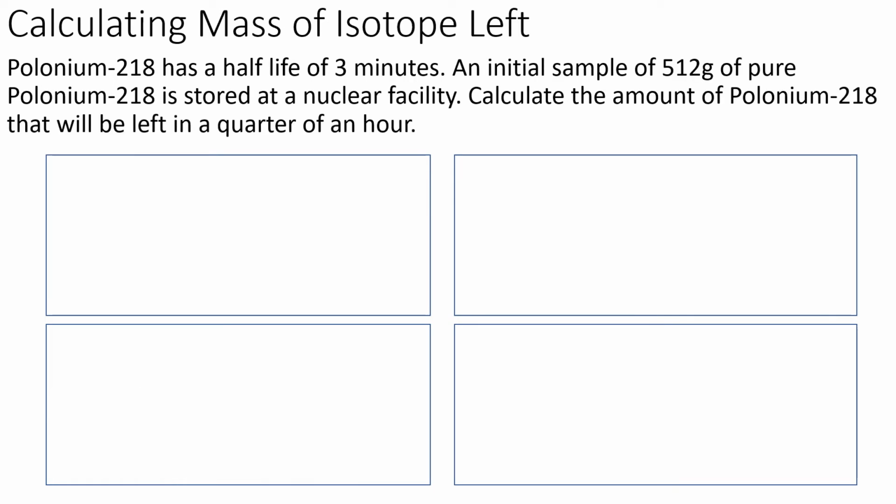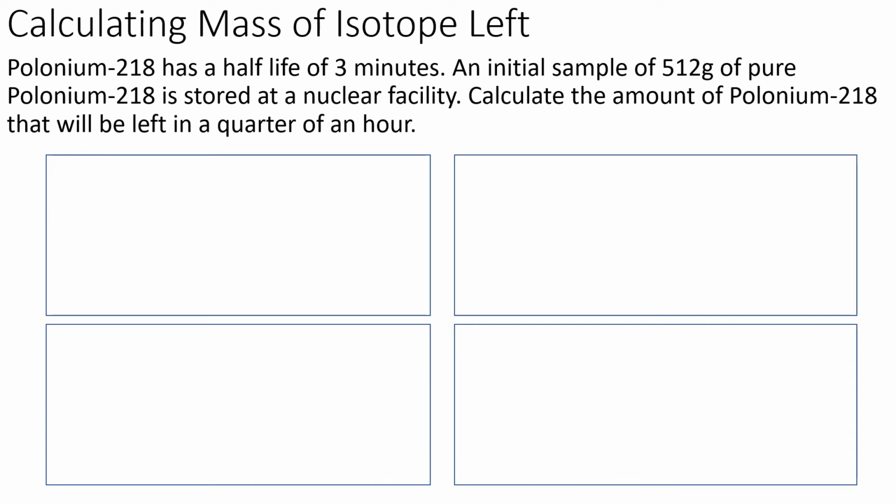Okay, in this one I'm only going to give you some of the steps and you'll need to complete it yourselves. So copy down the steps I show you and then complete them in your book. Polonium-218 has a half-life of 3 minutes. An initial sample of 512 grams of pure polonium-218 is stored at a nuclear facility. Calculate the amount of polonium-218 that will be left in a quarter of an hour.